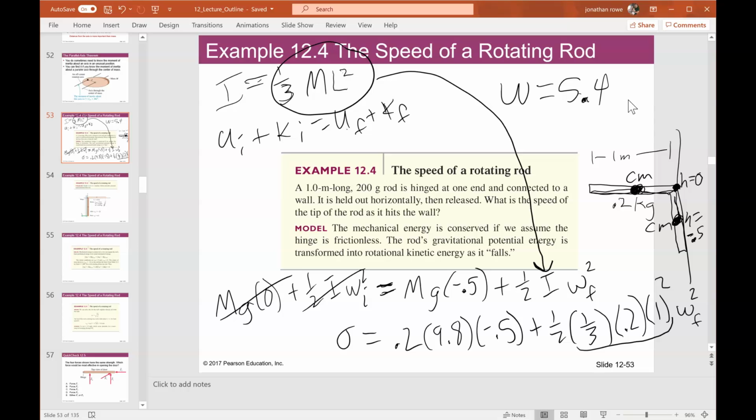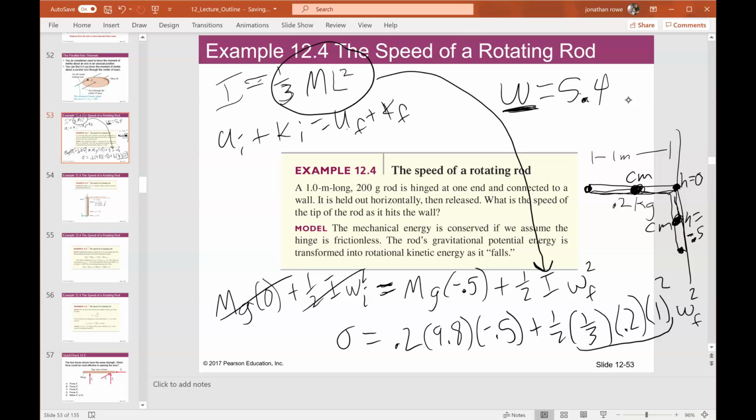Now let me clarify something. This is the angular velocity of the center of mass as it hits the wall. But we want to know the speed, not of the center of mass, but of the tip of this rod as it hits the wall. What's nice about that is omega is the same. That's angular velocity. It's the rate of change of the angle, and the angle is changing the same for that whole thing. So it's the same for the tip.